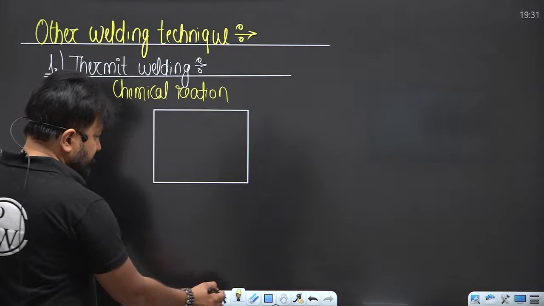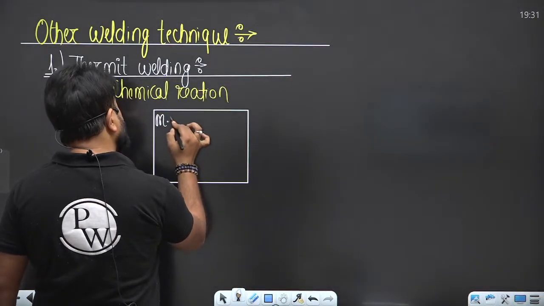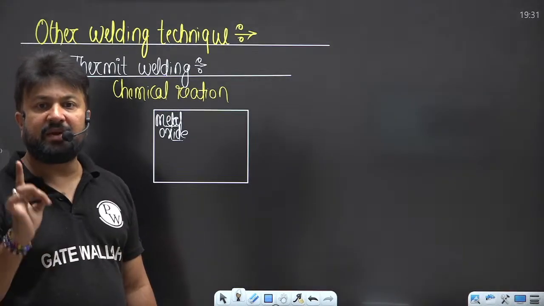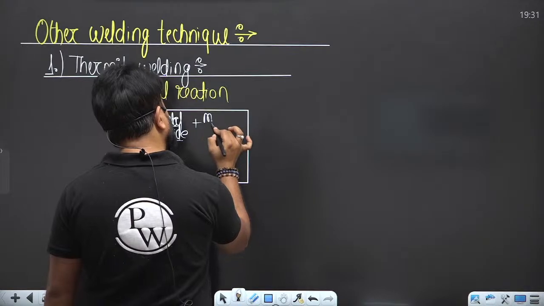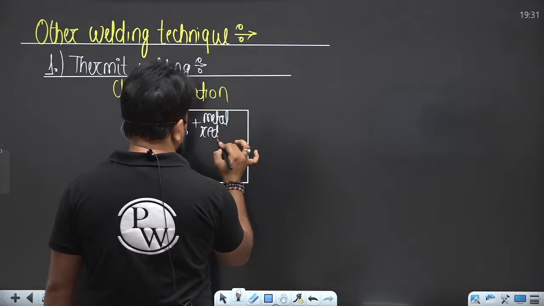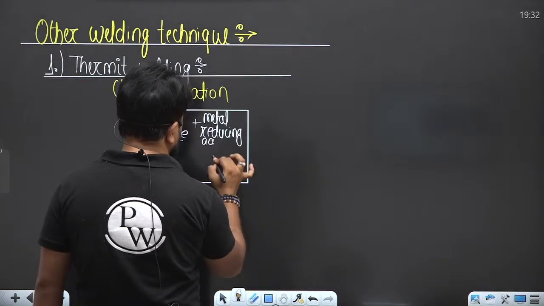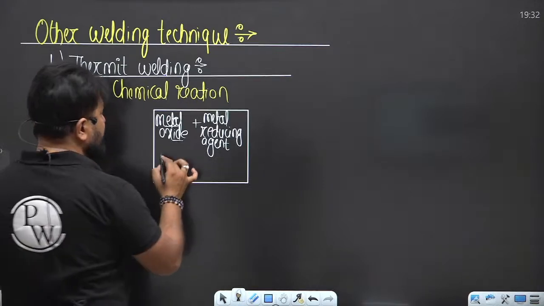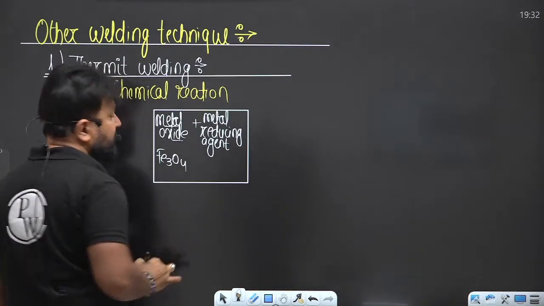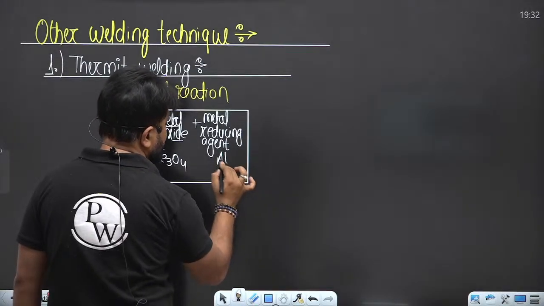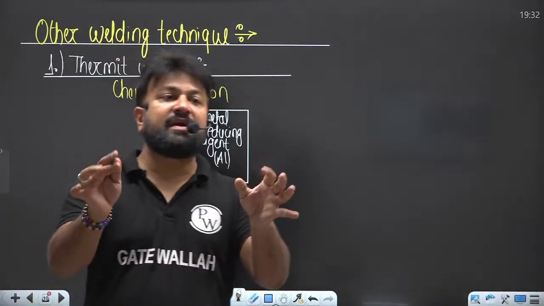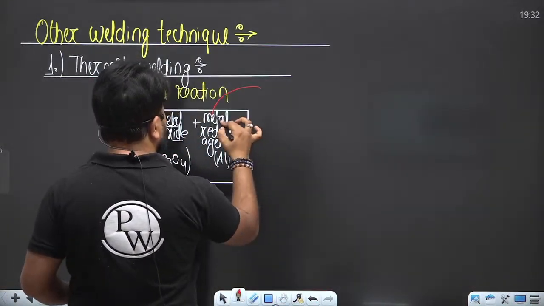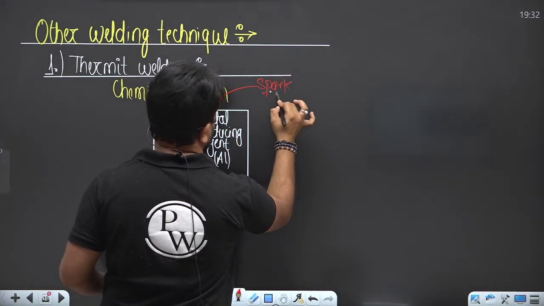Chemical reaction in between what? In between metal oxide plus metal reducing agent. So metal oxide, generally we take Fe3O4, and metal reducing agent is aluminium, right? So there will be a chemical reaction in between these. When you supply a spark, then a reaction is going to happen in between them.